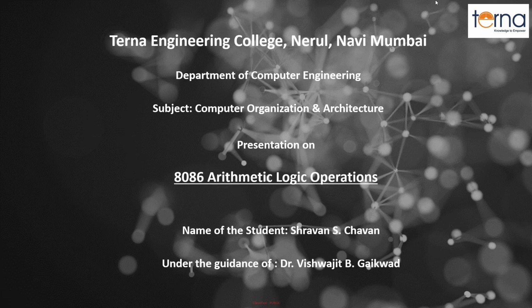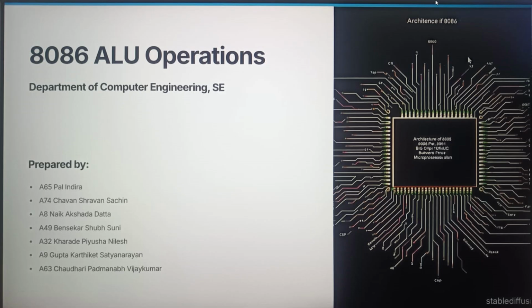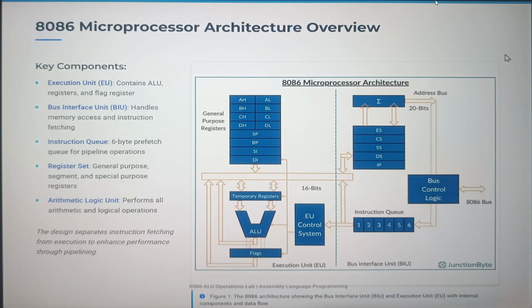So let's begin. Experiment 2 is basically 8086 ALU operations. Starting with the 8086 microprocessor architecture, as you can see, this architecture is divided into two parts, BIU and EU. The BIU consists of segment registers ES, CS, SS, DS and the instruction pointer IP. We also have the instruction queue. It is 6 bytes because the maximum size of an instruction is 6 bytes.